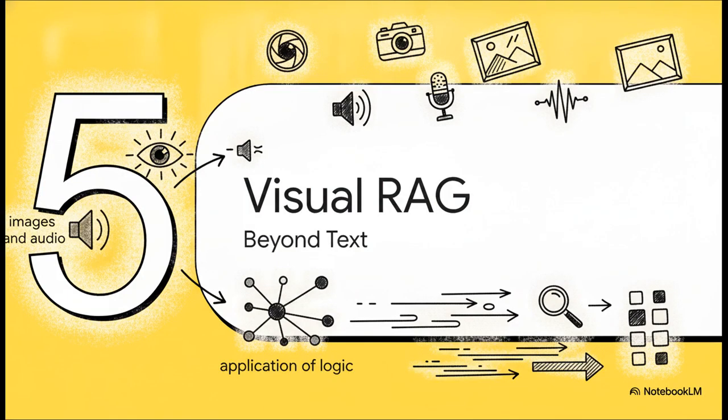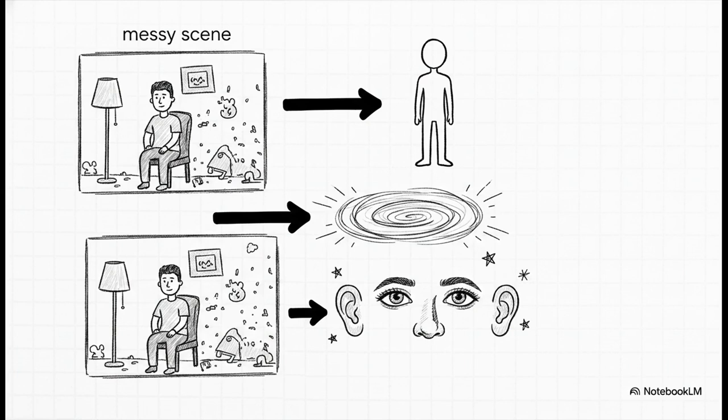Finally, Section 5, Visual RAG, moving way beyond just text. So, what if we apply this exact same logic, not to text, but to images and audio? Welcome to Visual RAG. Now, just like before, choosing the right embedding model is critical. If you feed a picture of a face into a standard image model, it just broadly categorizes it as a person. It can't tell you who it is.